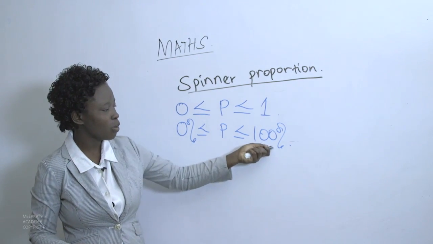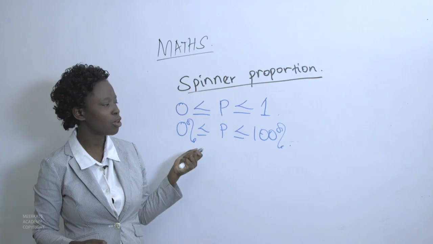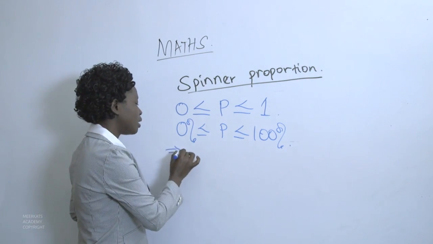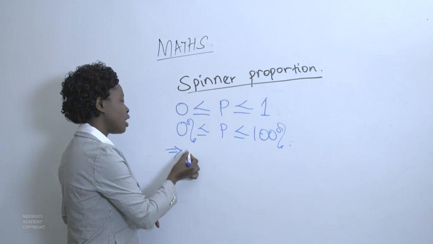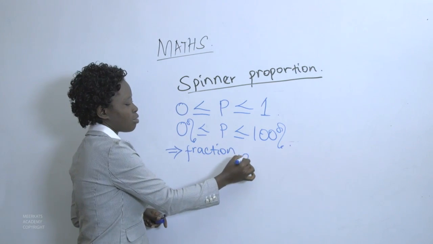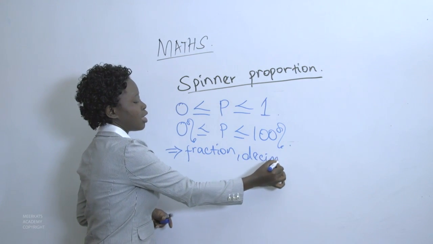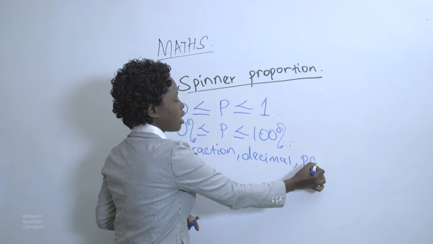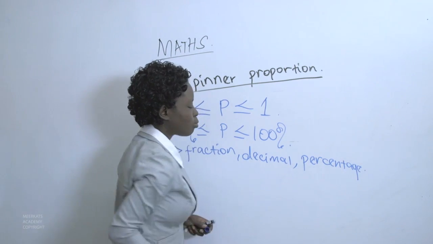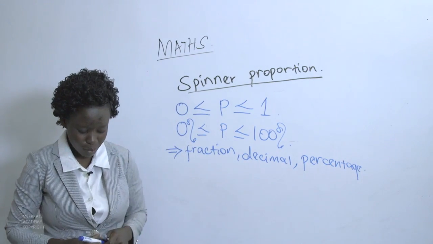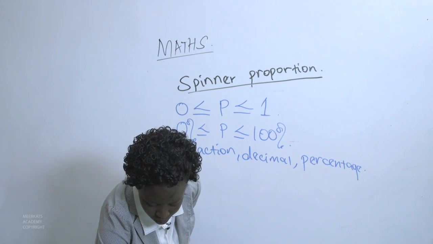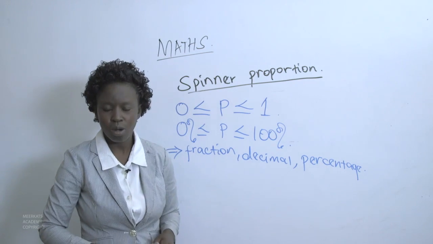So this is where the range of probability lies. And we've already said that probability can be expressed in 3 ways. It can be expressed as a fraction, as a decimal, or as a percentage. So it doesn't matter in what form you express it, be it a fraction, a decimal, or a percentage, it is okay in expressing whatever probability you are looking at.